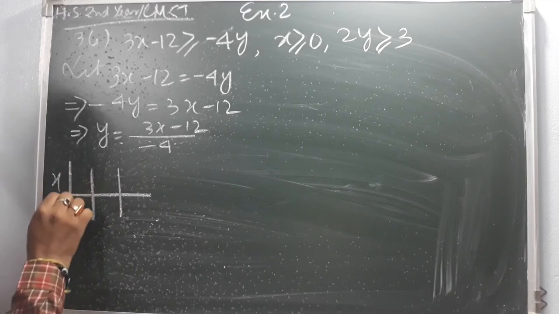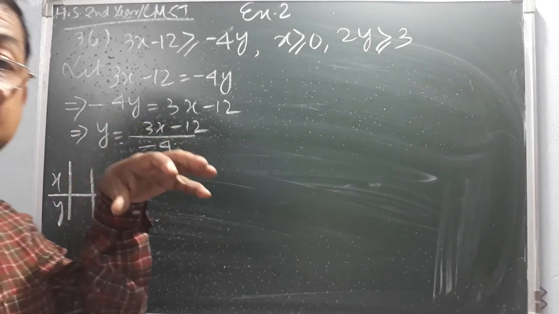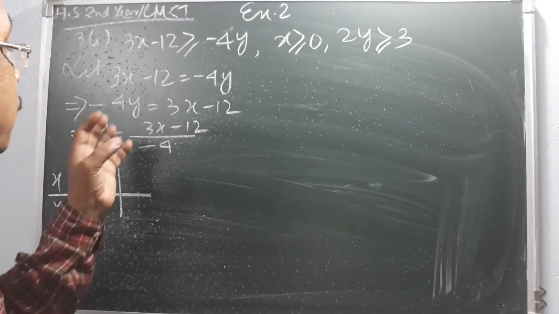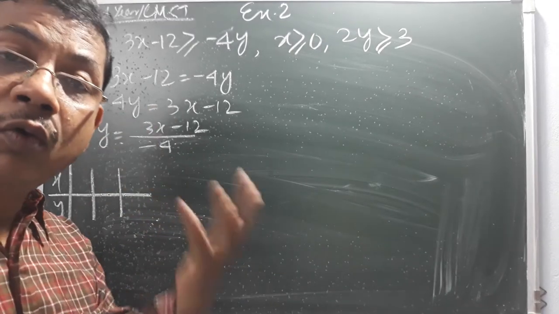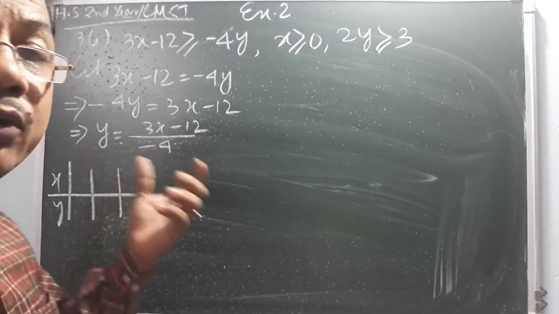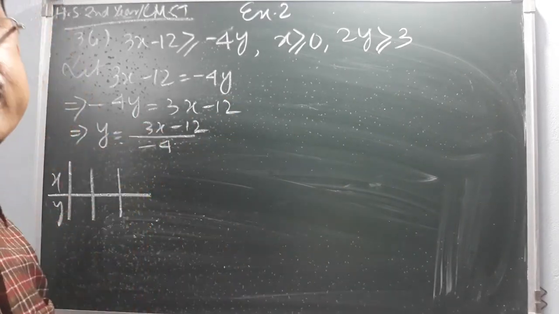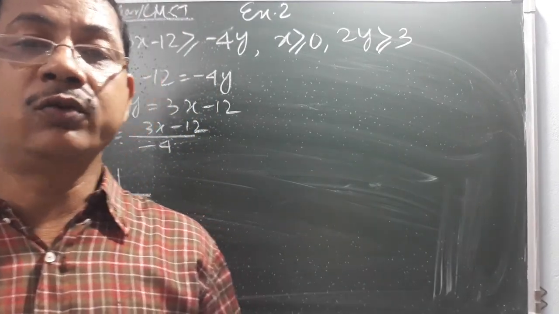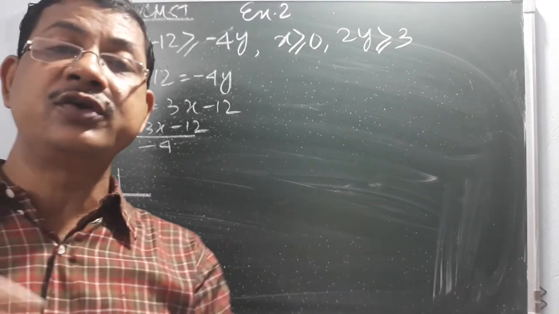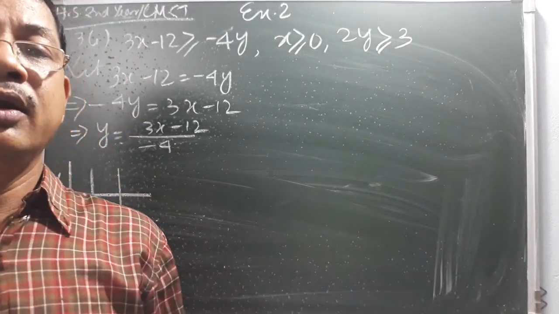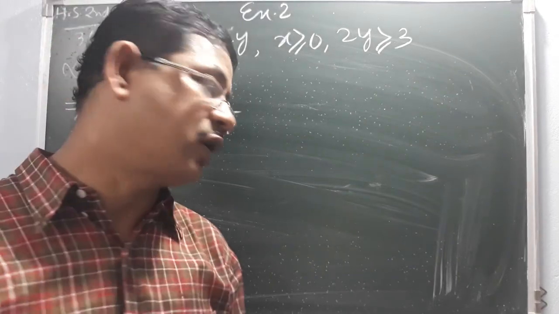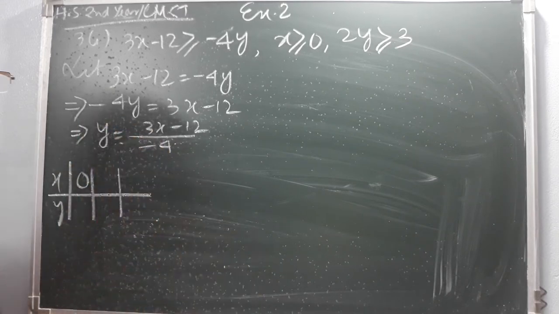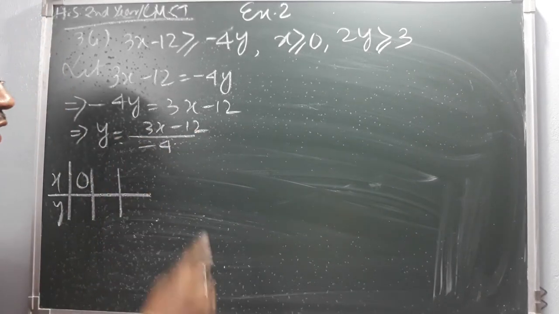In the table here, x is our independent variable, y is our dependent variable. So of course we will choose x from our own choice. Y we will get on the values of x, that's why y is the dependent variable. Dependent means it depends on x. Now students, don't think that you can only do it this way. You can take x in terms of y also, both ways it is correct. Now if we put x equal to 0, 3 into 0 is 0, minus 12 by minus 4, minus minus cancel, it is 3.